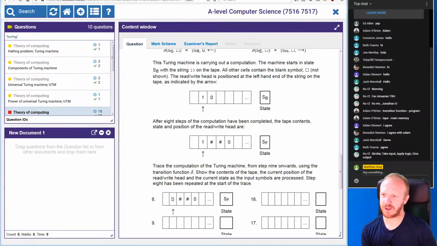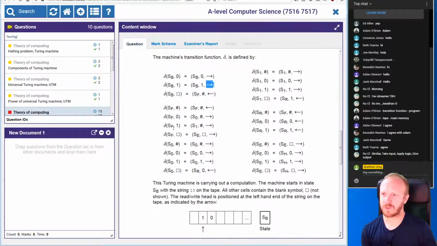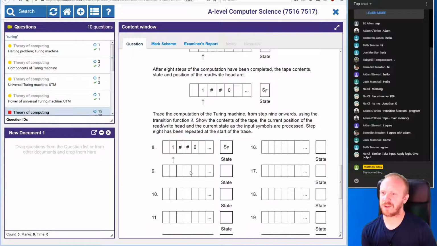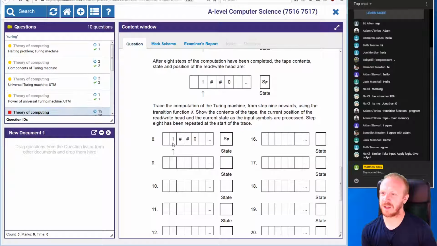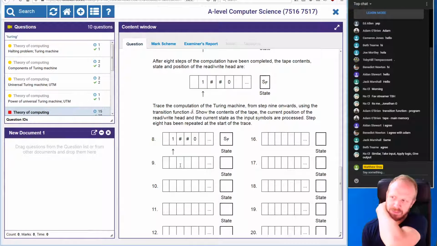So we're in SF and looking at a 1. On the next one, it would need to be in SF and a hash, and the arrow moves there. So we'd fill in here that we're still in SF, that 1 has been replaced by a hash, and now the arrow is pointing here. Does that make sense?